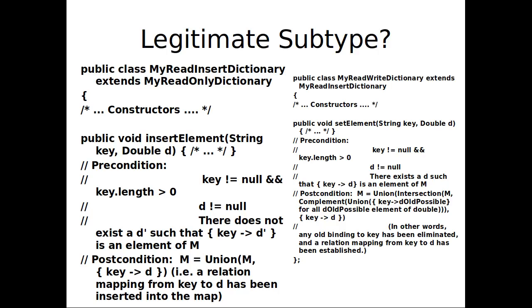And now there's another class that someone wants to create as a subtype of this one, a subclass of this one, that not only has this insert element, but also a set element. You can actually set the value associated with a given key. Insert element only allows you to insert a new entry, whereas set element can allow you to change the value of an existing entry. Does that adhere to the Liskov substitution principle?